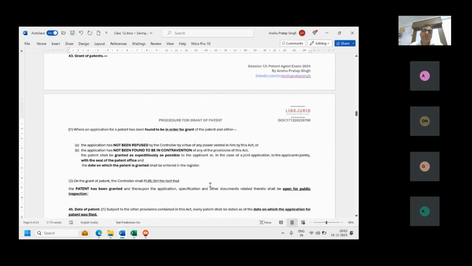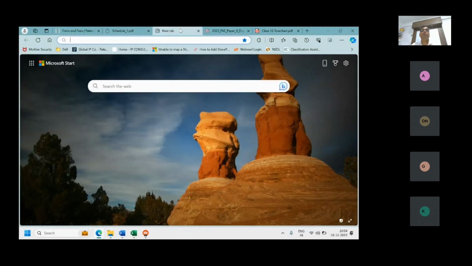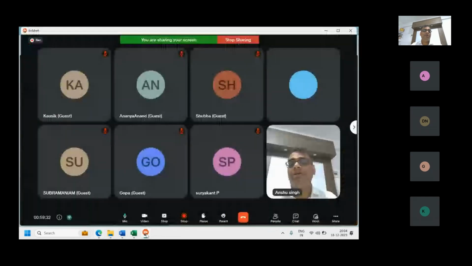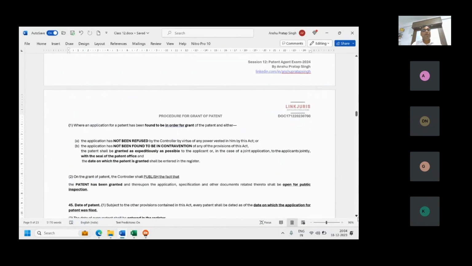If you remember, I showed you the official journal, the published journal. If you go into those journals, you can see that there is a line to this effect, where it says that all those patents have been granted, and their application, specification, and other documents are open for public inspection.